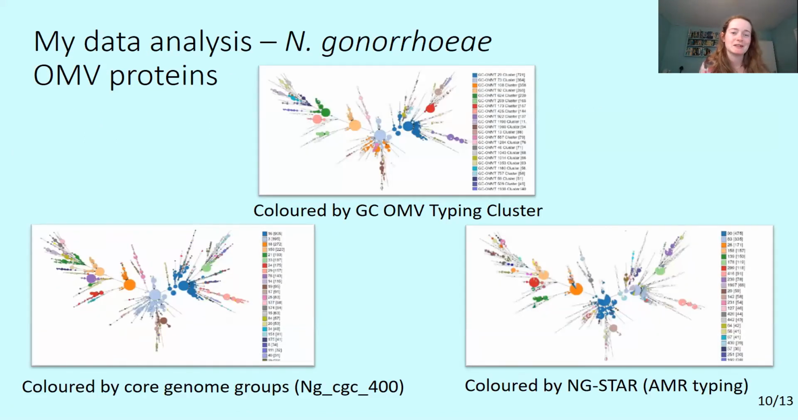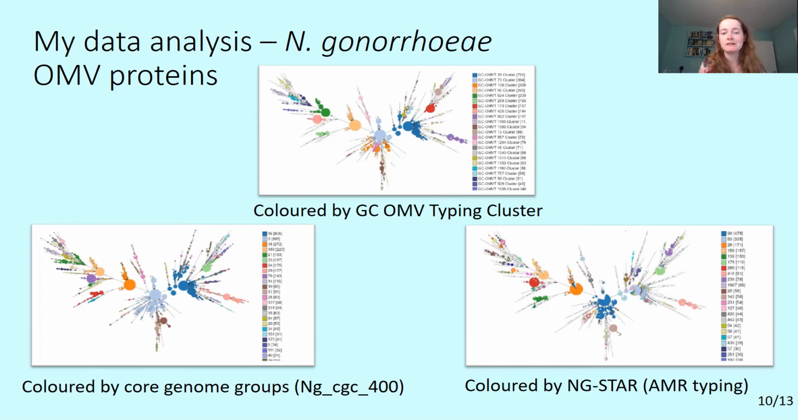I won't go into too much detail here, but here's a little bit of my data analysis. This is a minimum spanning tree drawn in Grapetree based on the 26 proteins that were in my OMV typing scheme. And then the nodes have been colored based on different schemes. At the top, it's colored by the gonococcal OMV typing cluster that they had been assigned to. The bottom left is colored by core genome grouping, and the bottom right is colored by NG star, which is an AMR typing scheme for the gonococcus.